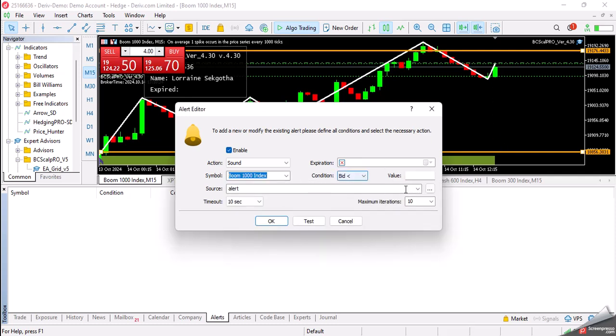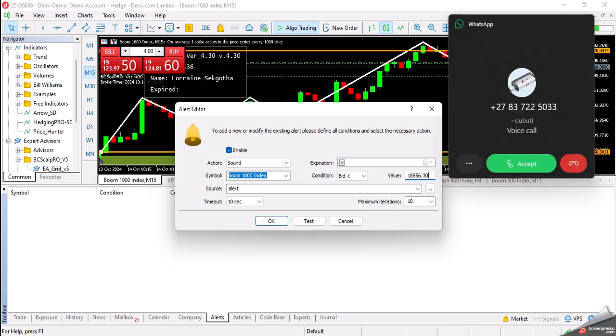Bid, coming down. So bid must be less than the price of what we want. So for 15 minutes, I'll choose this price. When bid is lesser than 188.56.3031.